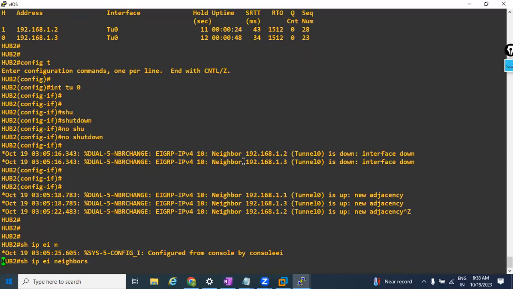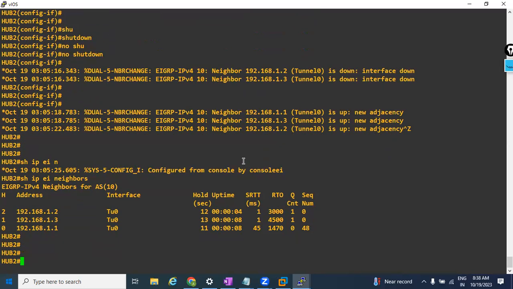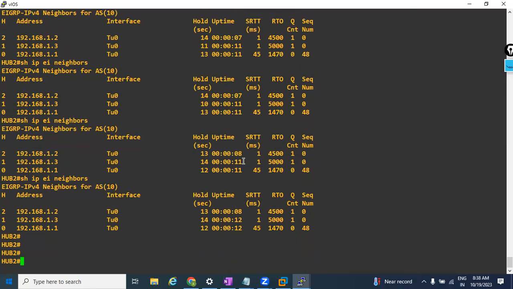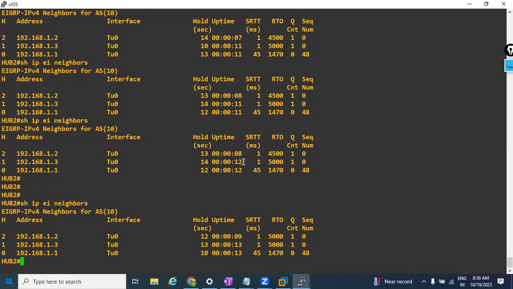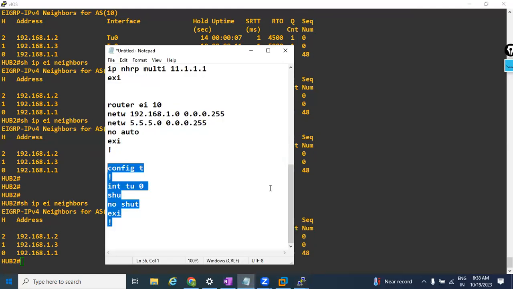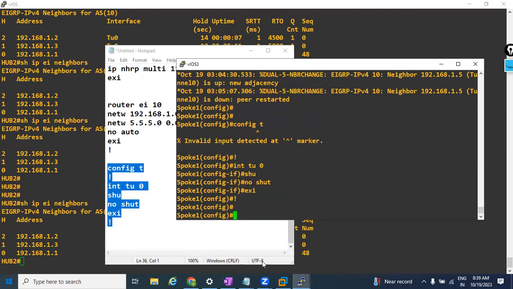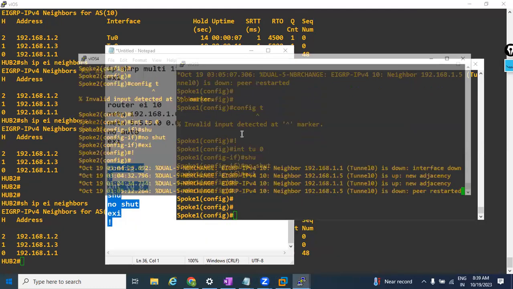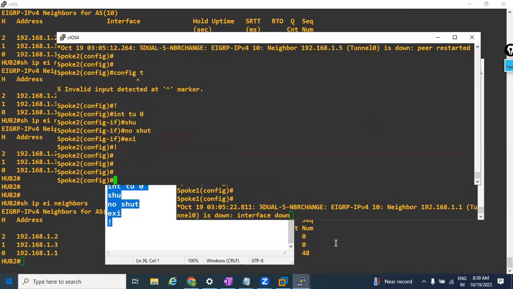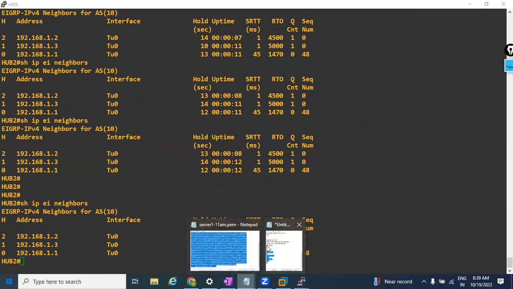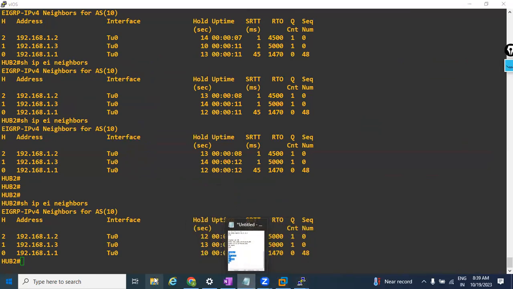Show IP EIGRP neighbor. Now it is coming. This one. This is the only issue here, on spoke 1 and spoke 2. Just wait. Okay.